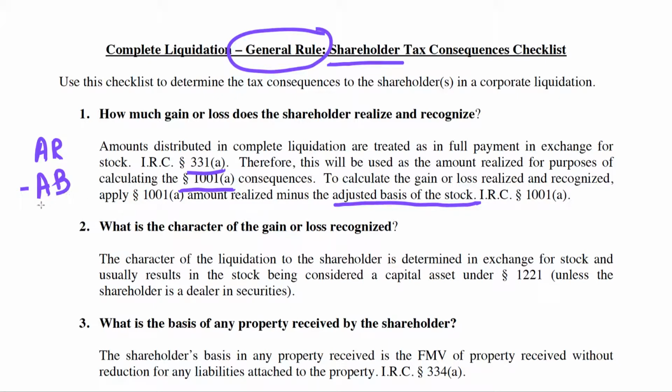That's where things get kind of confusing, because you're going to see when we look at the consequences of the corporation, we use the adjusted basis of the property being distributed with respect to the corporation. Okay, so that gives us the realized and recognized gain or loss. Under the general rule, there's no non-recognition, so the realized gain or loss will be recognized. Second question, what's the character of the gain or loss?